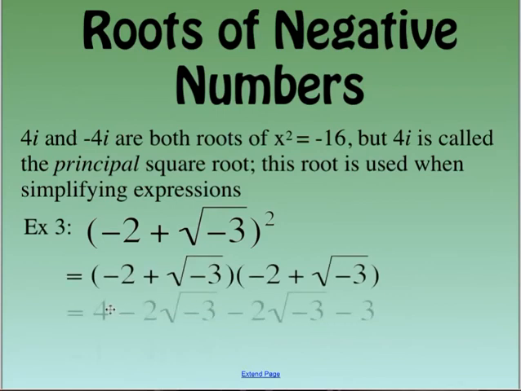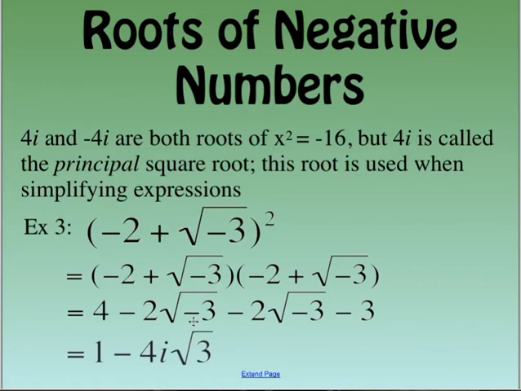When I do FOIL, I get 4 minus 2 times the square root of -3 minus 2 times the square root of -3 minus 3. The square root of -3 and the square root of -3 just simplifies to -3. Combine like terms, and I'm going to get 4 minus 3 was 1, and then I have -2 and a -2 square root of -3, which is just going to be -4. And then you'll notice my square root of -3 became a positive square root of 3, and that negative came outside represented by i.